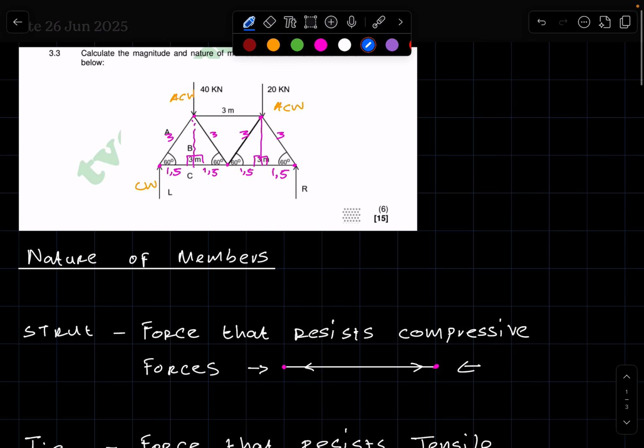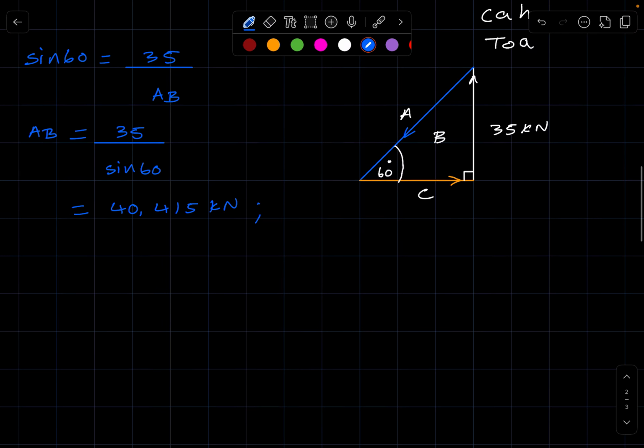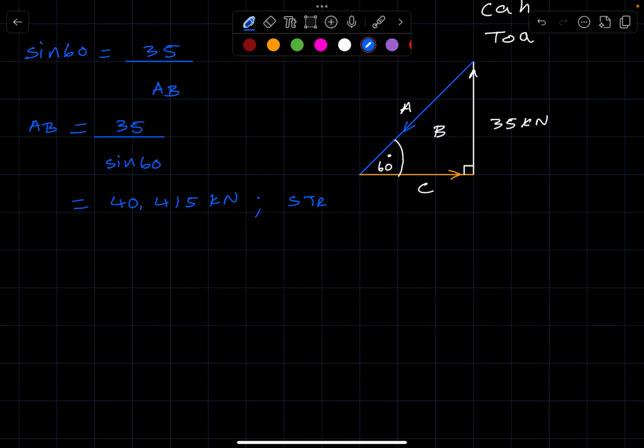Remember here, this is your joint. So if this is member AB, as per the triangle law, this is headed in that direction, which is towards the joint. So this side will be headed in that direction, which again is towards the joint. If it's headed towards the joint, that means it is a strut. So this here is a strut. So we have both the magnitude and nature of the member AB.